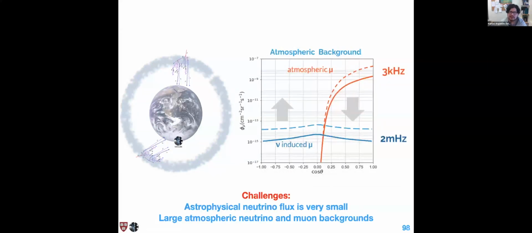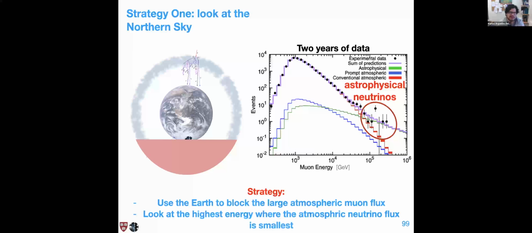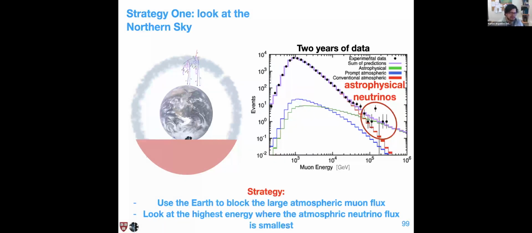I need to overcome these very large backgrounds. And so the first thing you could do is, well, most of your background is on this right side of this figure, these atmospheric muons. So why don't we look in the easier parts where the atmospheric neutrinos are much less, at a rate of about 2 millihertz. So strategy number one is the following. Instead of looking at all directions, let's just look through the planet, because through the planet, only neutrinos are able to go through.